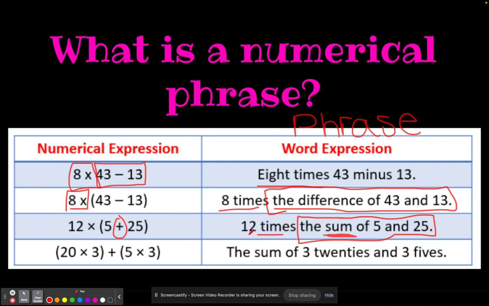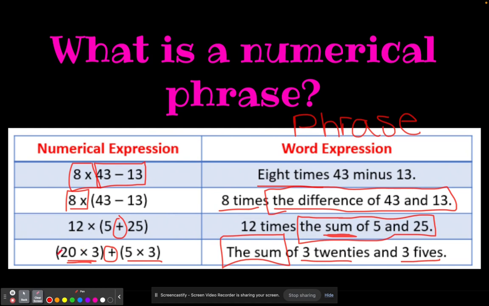And then here we go. The sum. So we just knew the sum is addition, right? So the sum of 3 20s, I have 20 three times, and 3 5s, which means I have 5 three times. So there are all sorts of different ways that you could say this. Stop and think about it for a second. What's another way that you could write this, right?